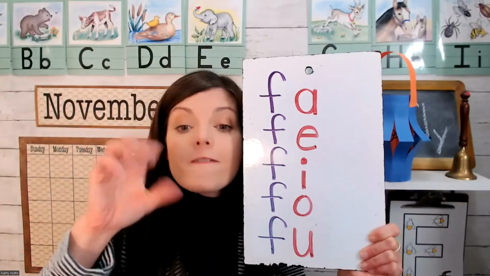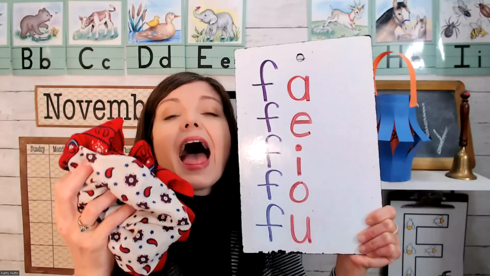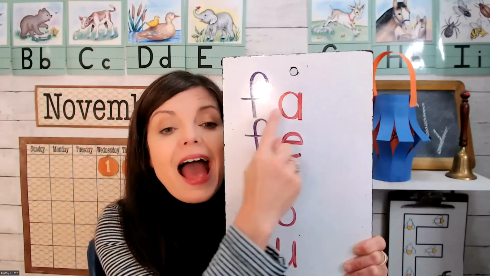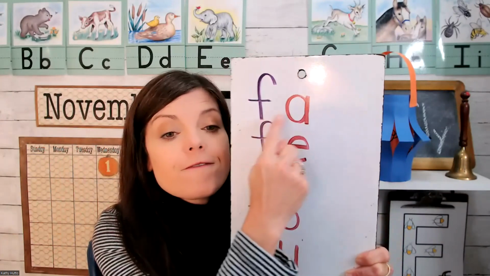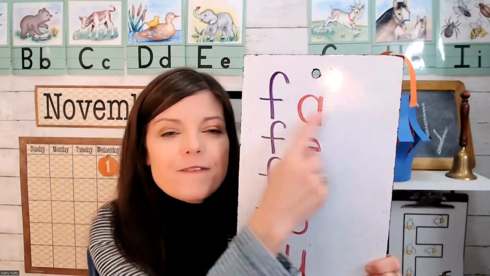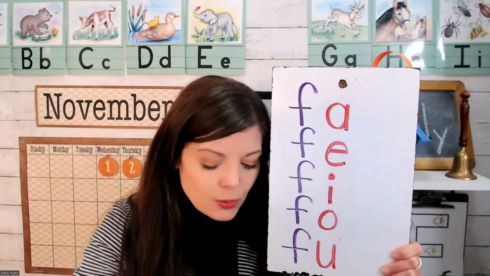F says F, and A says A, as in achoo. F, A, fa, fa, fa, as in fan. All right, let's do the next one.